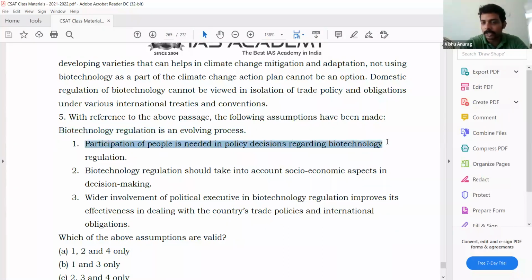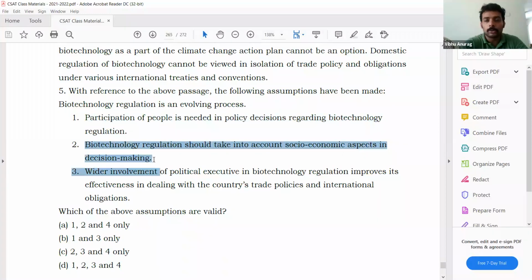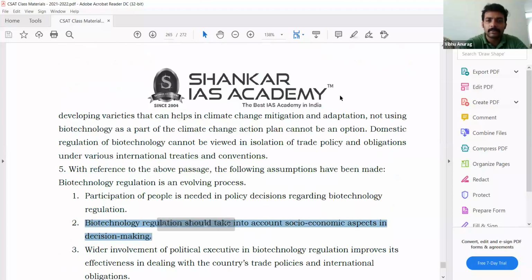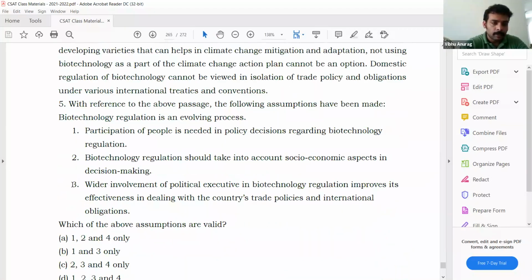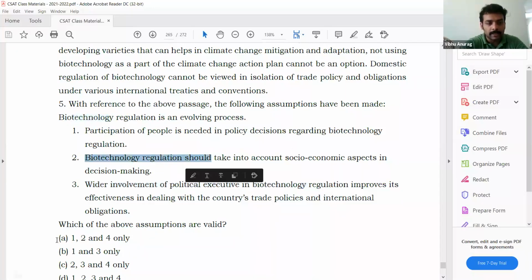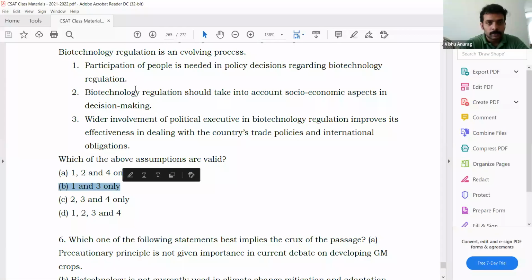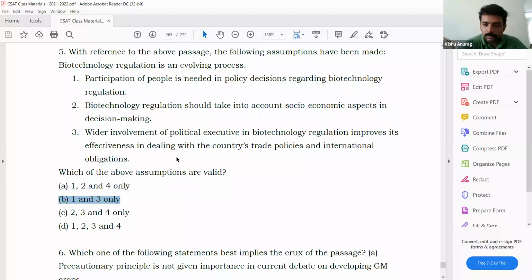Then this is 2. There is no mention of participation of people. So this is wrong. Then the third one, biotech regulation should take into account socio-economic aspects in decision making. That is correct. See over here, it's given including socio-economic impacts. So that is correct. And fourth one, again, there is no mention of political executive. So that's wrong. So 1 and 3, correct answer is B. Okay, there is an issue with the numbering, but did you select these two? This unnumbered one, first one, and this third one. Did you get 1 and 3? That is the correct answer.